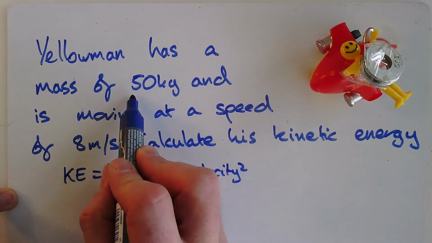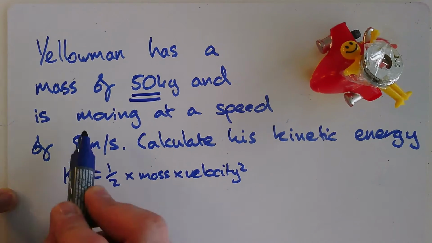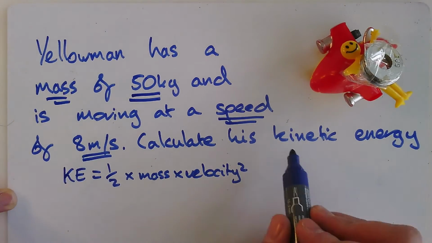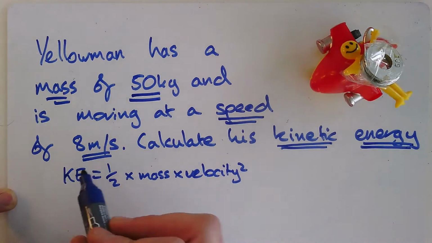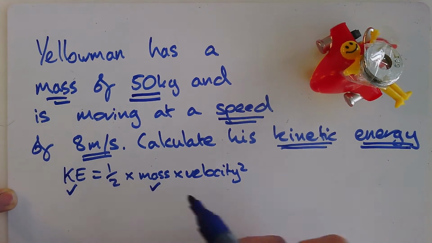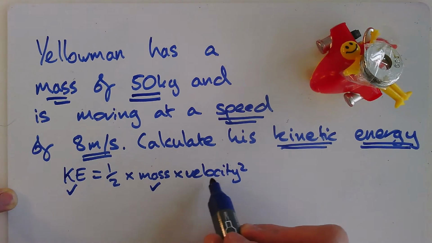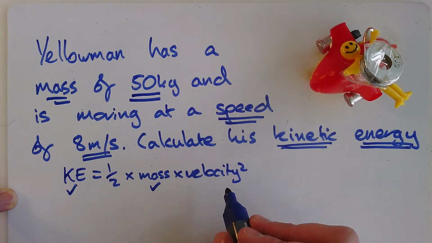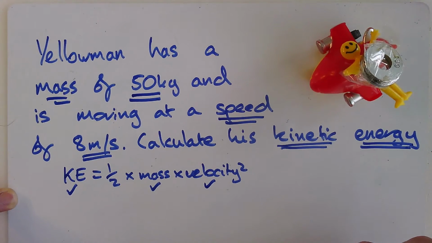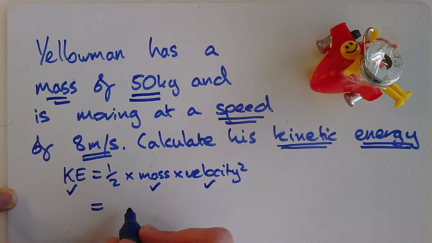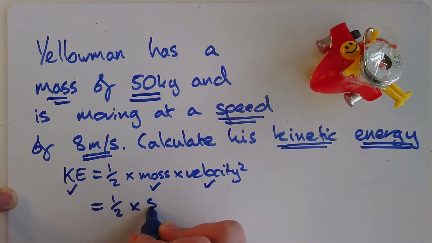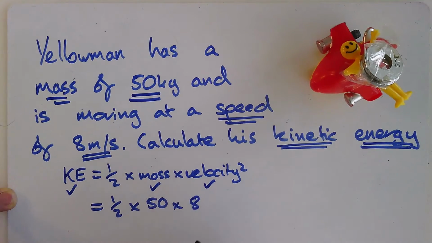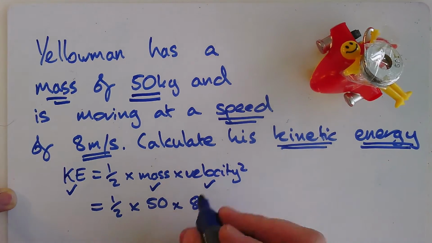I look at what I've got. I've got 50 kilograms, a mass of. I've got a speed of 8 meters per second. It's asking me to work out the kinetic energy. That's the kinetic energy. That's the mass. And this thing here is speed in a direction. Don't care about the direction because I'm working out the energy. So that is the speed. I've got everything I need. So substitute my numbers in. 1/2 times 50 for the mass times 8 for the speed. Don't forget the squared. Put the squared on the top.